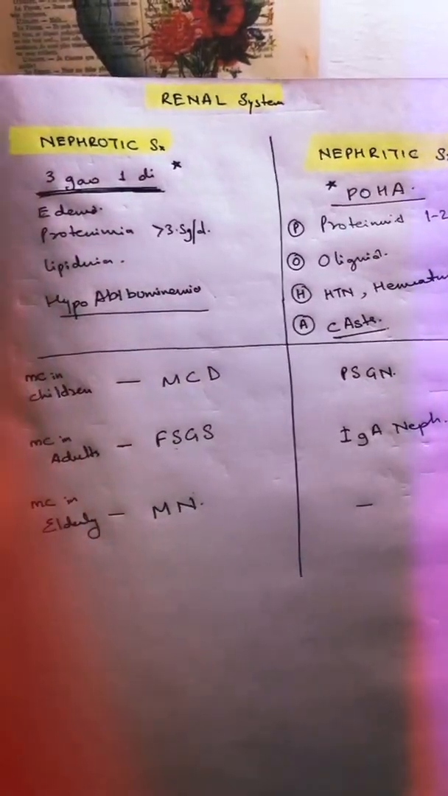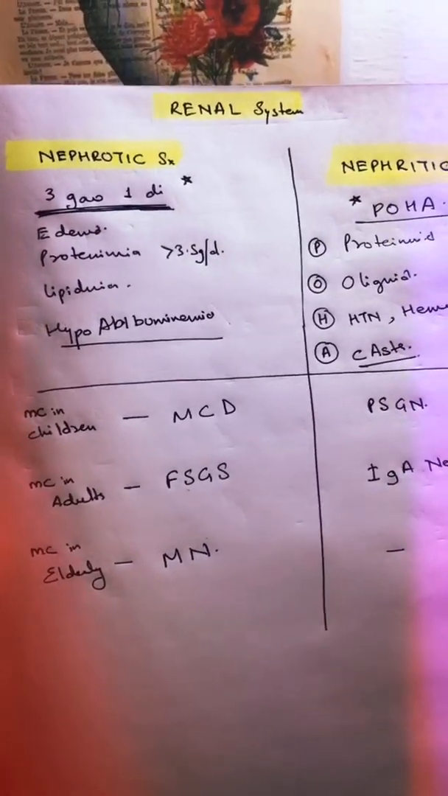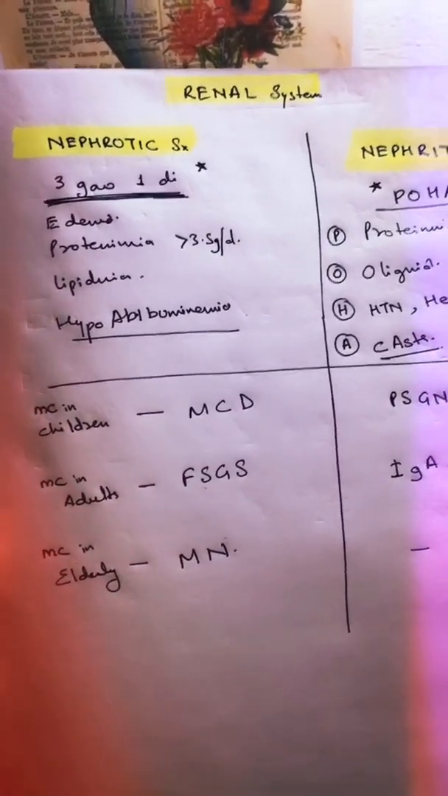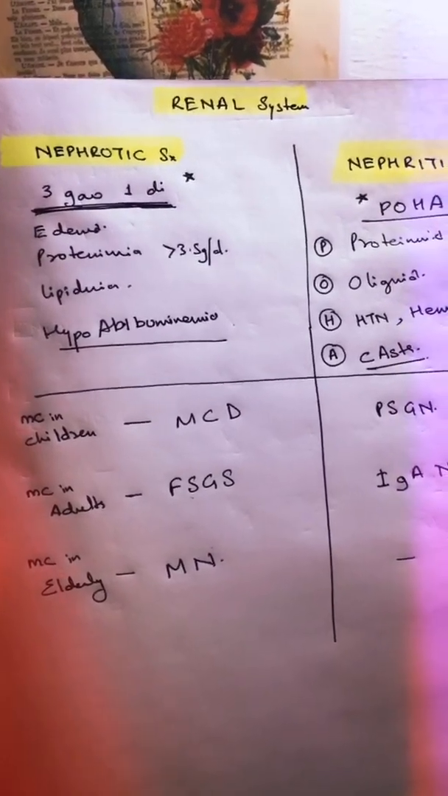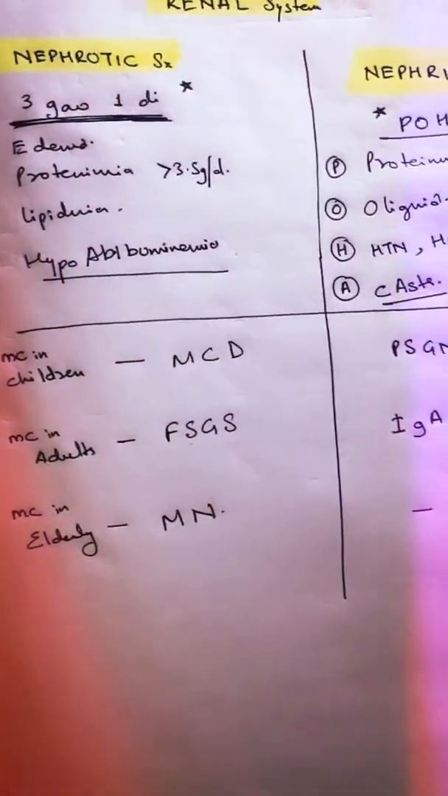So this is the small chart you'll end up with, which is very high yield, very important and very basic as well, but sometimes confusion happens. Nephritic, nephrotic, sometimes you get confused, so just remember Thankyou ET and poha, and the examples are easier as well.